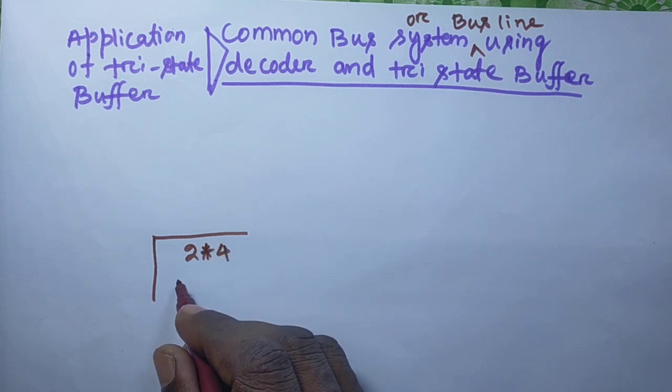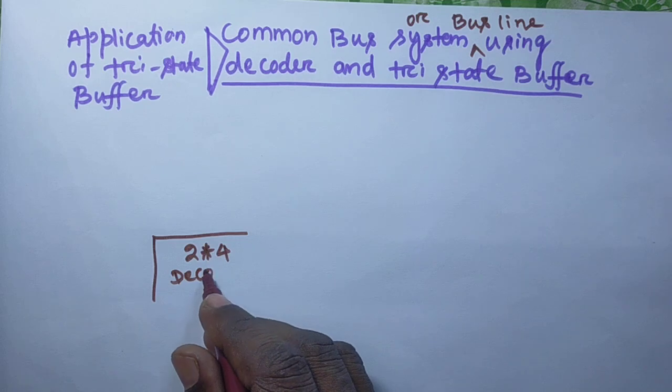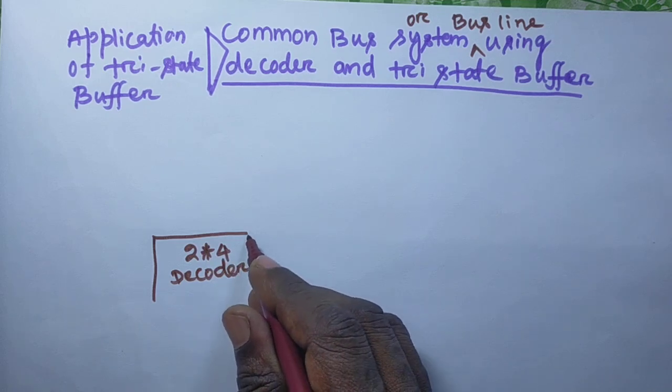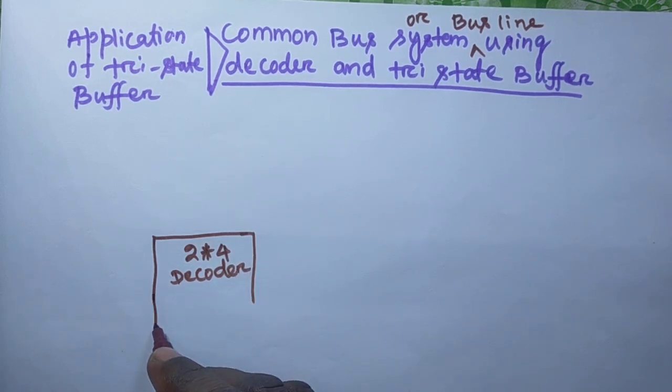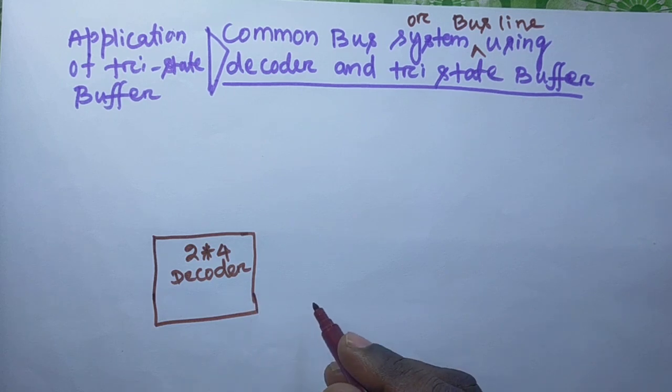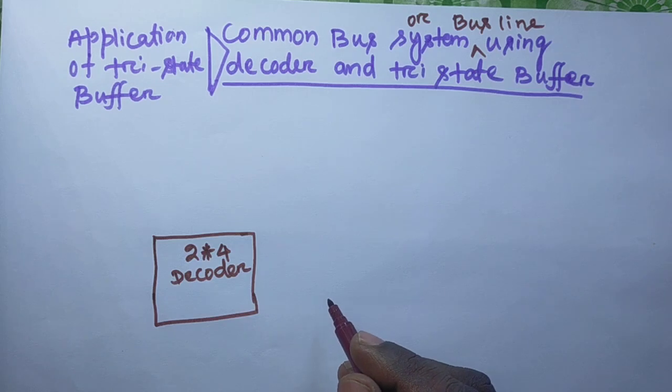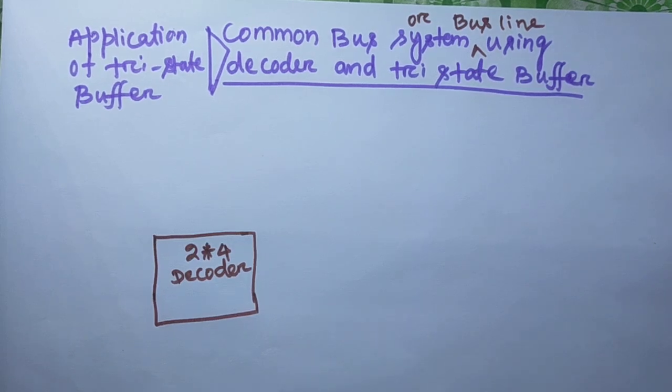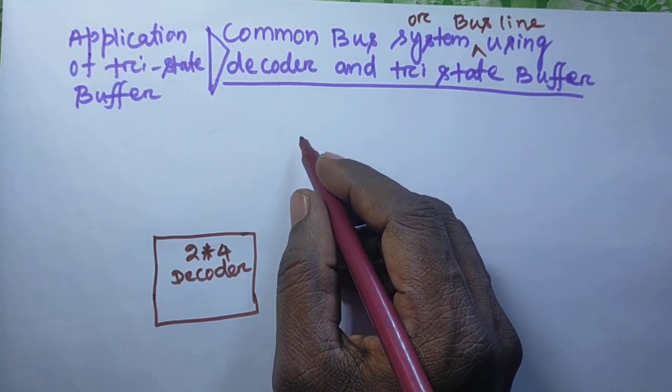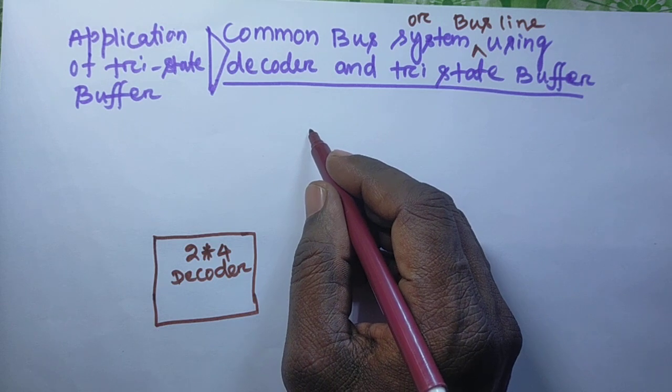Very simple way. One decoder, that is a 2-4 decoder, we consider here. Okay, and this 2-4 decoder connects to the tri-state buffers in different ways. You see, very simple way I will show you.